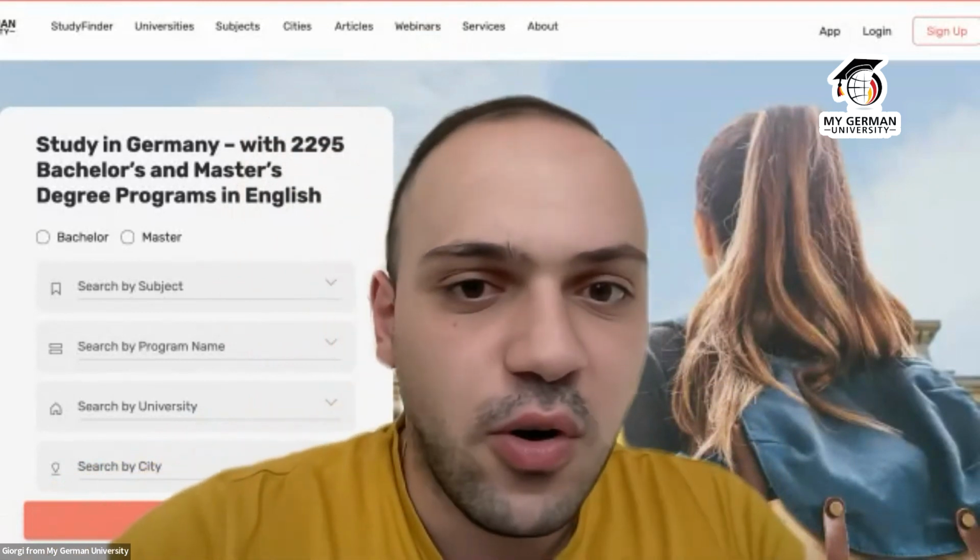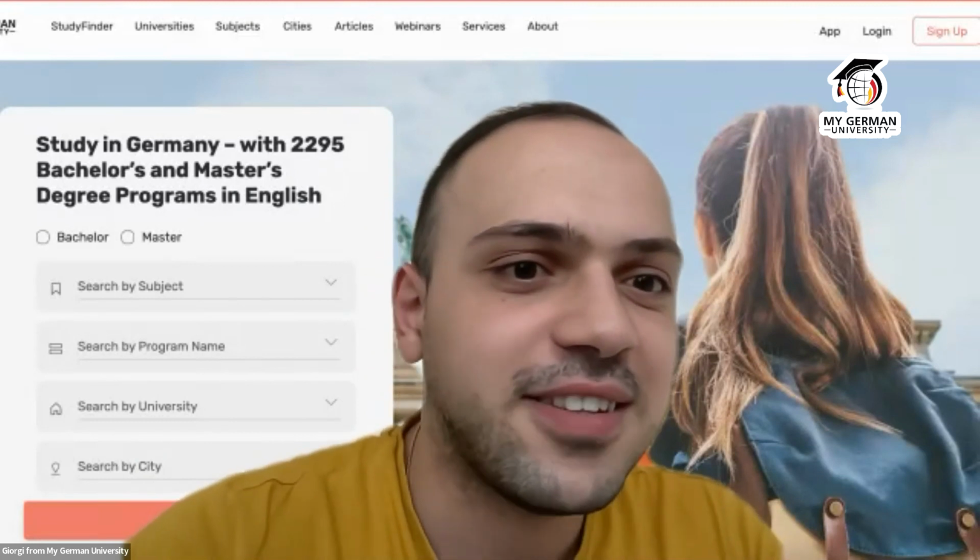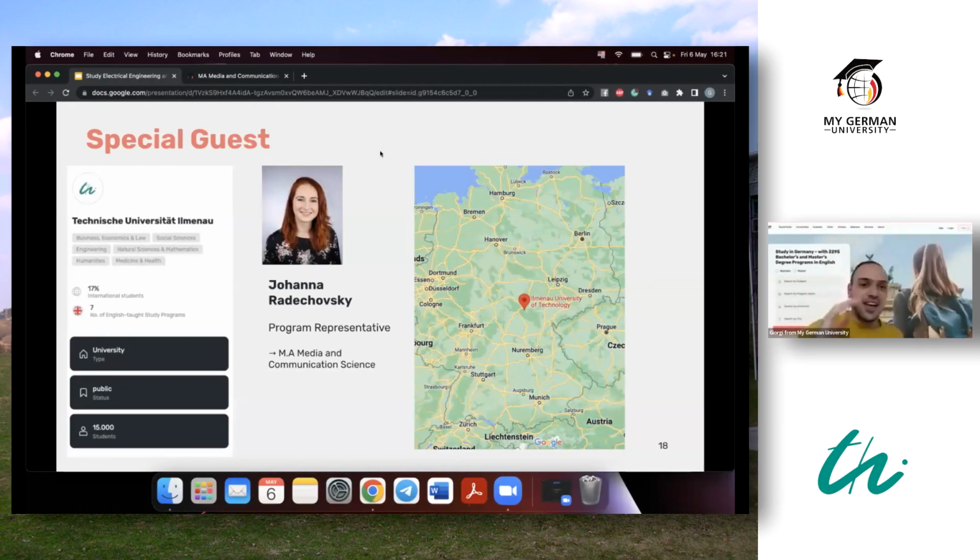Now let's move on to our next speaker. Okay, let me quickly introduce you. I have a special slide for that. So we are staying in Ilmenau. Can you see the screen? I hope you can see the screen. Yes, we are in Ilmenau. We are still in the center of Germany, and we are moving now to Johanna, and she will again talk about a master level program, but in media and communication science. Okay, so the floor is yours.